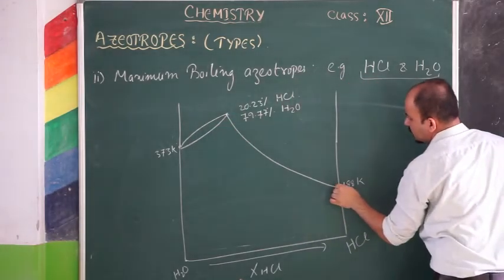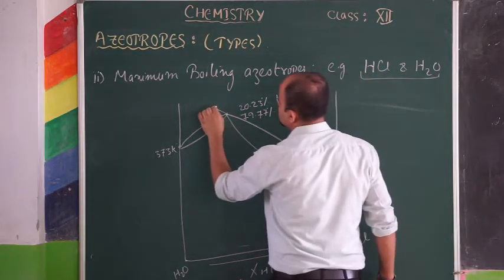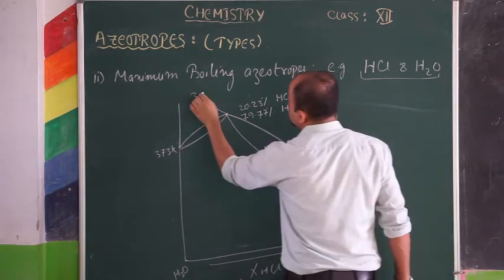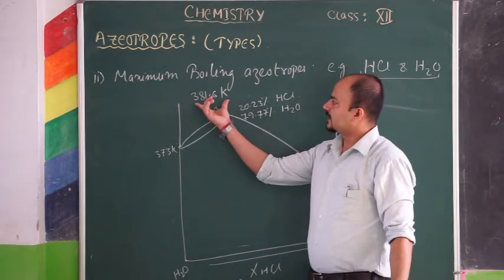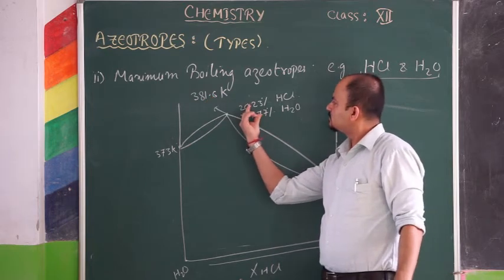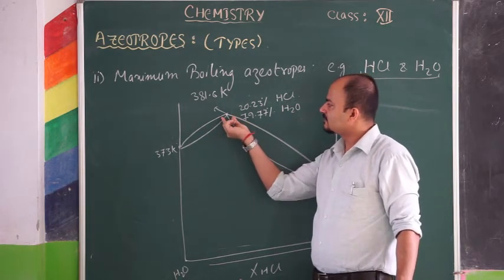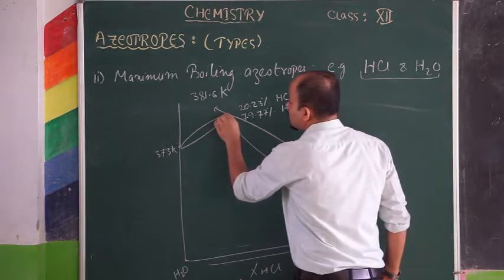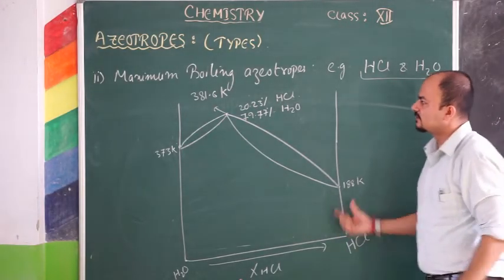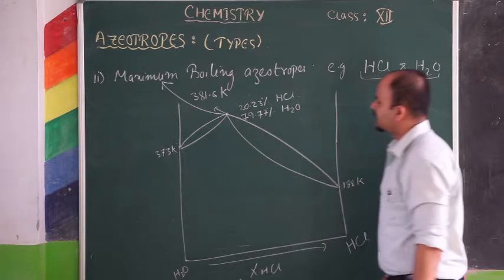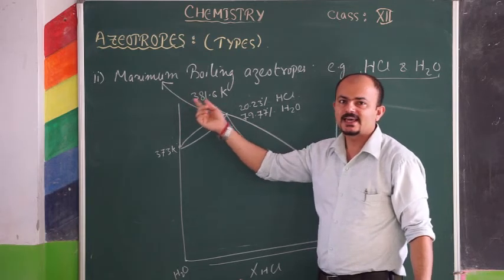So this boiling point and its boiling point have to be joined, and you can see that this temperature corresponds to 381.6 Kelvin. At this temperature, and at this particular composition of HCl and water, they will start boiling, not below that. You can see from the graph, the boiling point of this mixture is higher than the pure water or the boiling point of HCl. Therefore, this is known as a maximum boiling azeotrope. You have to remember the temperature at which this mixture boils and also at what composition.